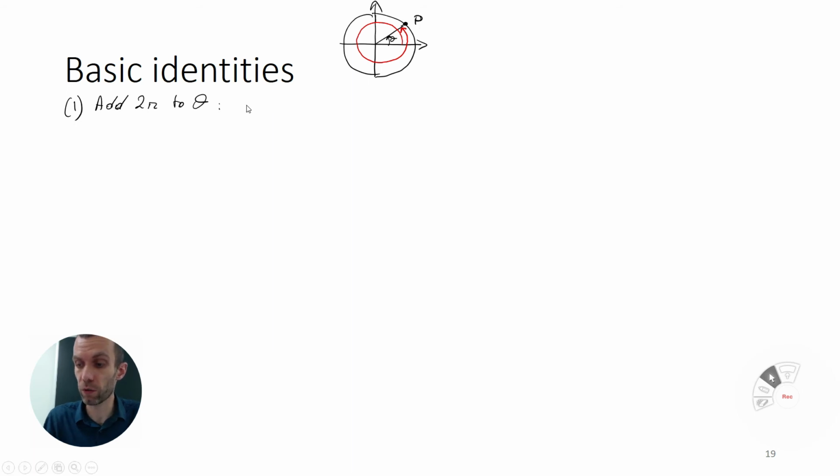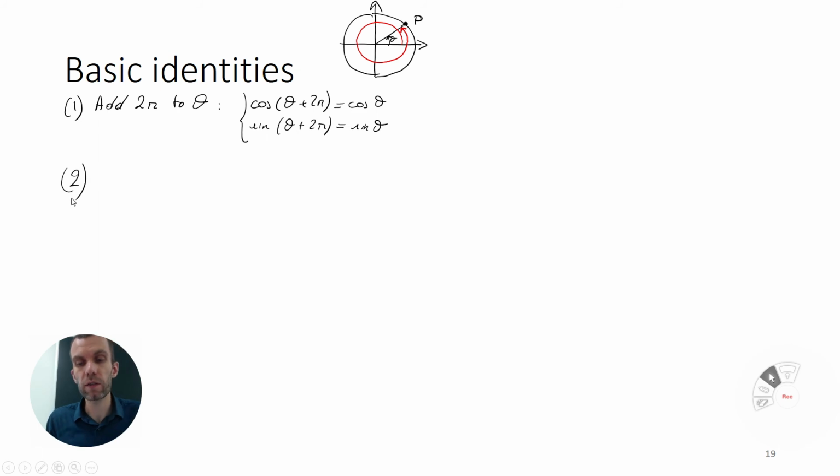So what we can conclude from that is that cosine of theta plus 2 pi is equal to cosine theta, and sine of theta plus 2 pi is equal to sine theta. And of course, if you can add 2 pi, you can add 4 pi, 6 pi, you can subtract 2 pi. But basically, you have to keep in mind, adding 2 pi or subtracting 2 pi to an angle gives you the same trigonometric functions.